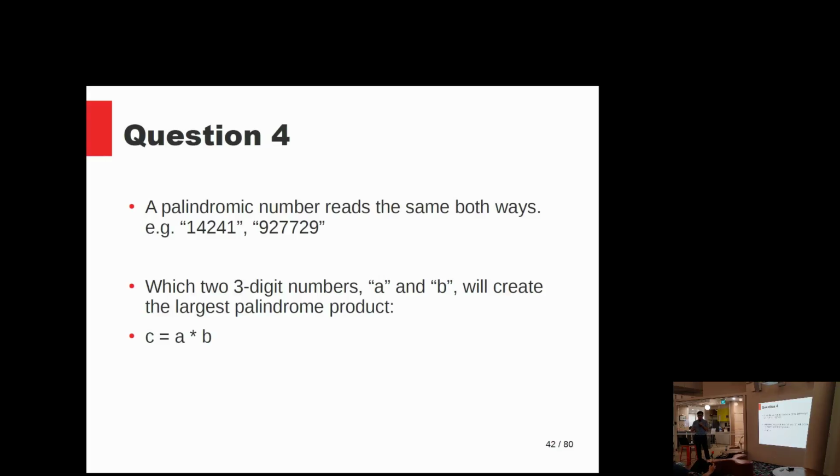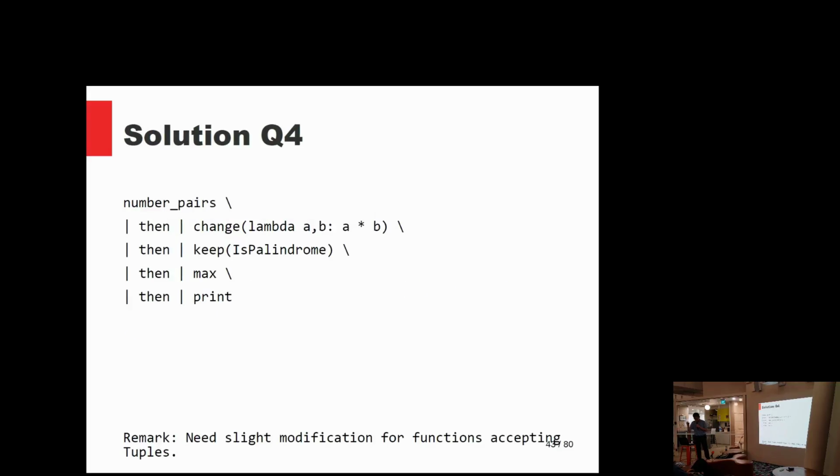If you are faced with this problem, how would you solve it? How I would solve it would look something like this. I start off with each pair of numbers, and then I calculate the product for each pair of numbers, and then I keep those that are palindromes, and then I find the maximum, and then I print it out. There might be some slight modification you need to make in order to make this function work for tuples, but roughly speaking, this is how it would look. There are some modifications needed to make it work for Python syntax. Is it okay?